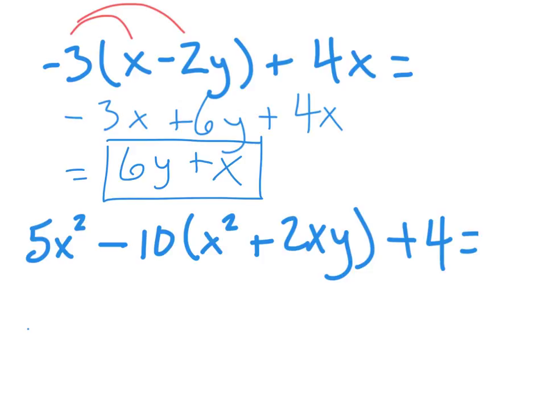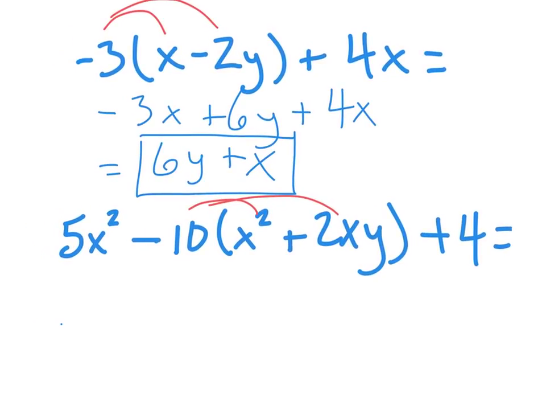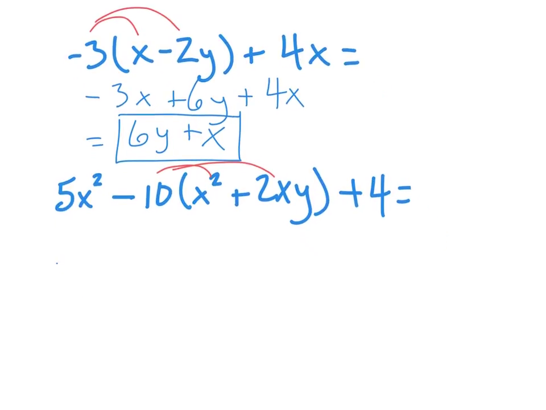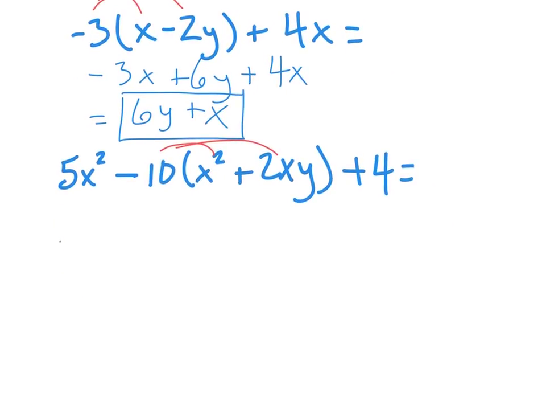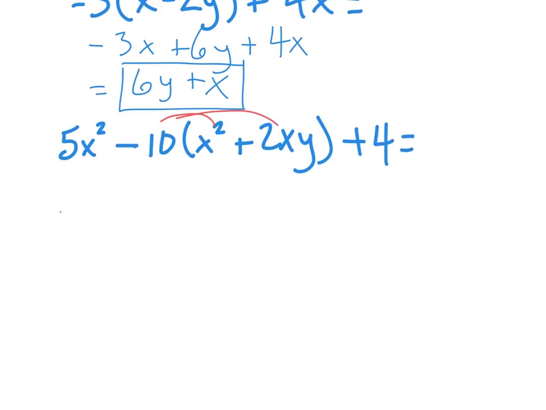One more example down here. Notice our distributive property is going to happen right here. Right? So let's start with what we have already, the 5x squared. I'm going to zoom out a little bit. Make sure we have plenty of room. Okay, so we start with the 5x squared.